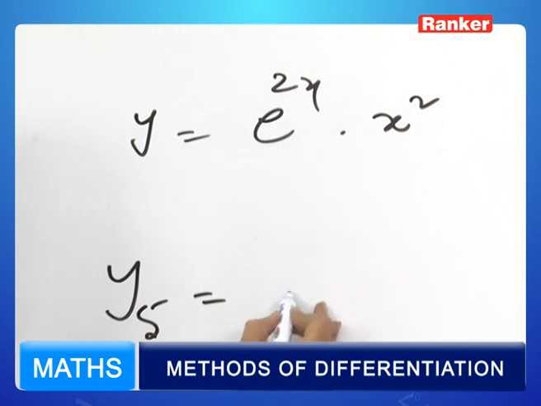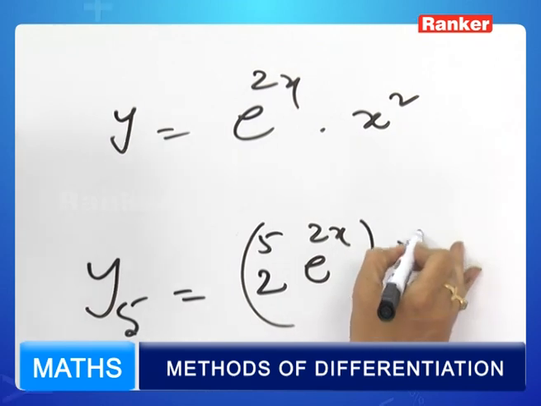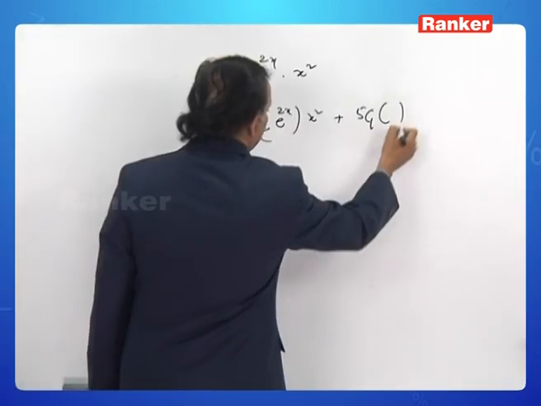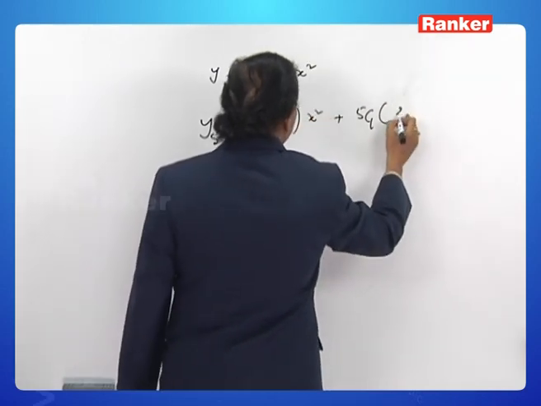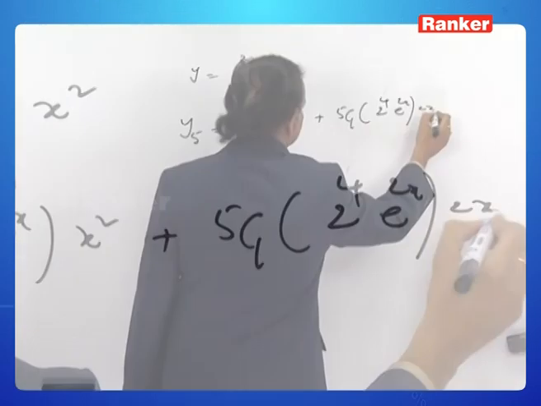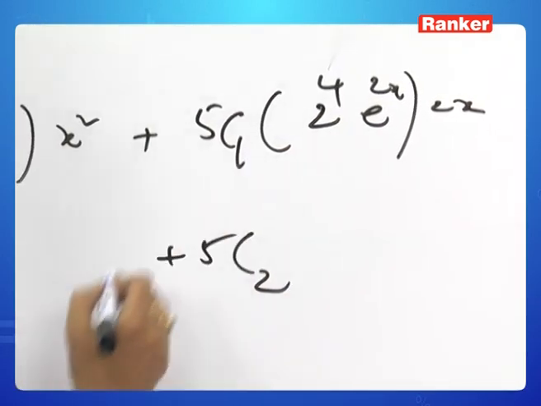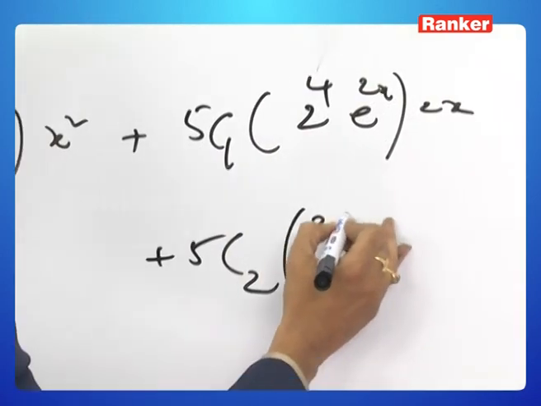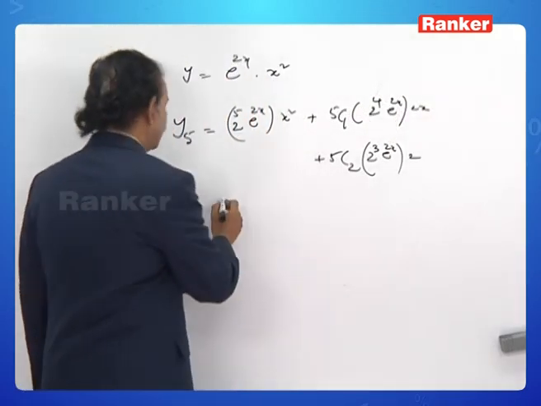The fifth derivative of e^(2x) is 2^5 e^(2x), into x^2, plus 5C1 into the fourth derivative of e^(2x), which is 2^4 e^(2x), into the derivative of x^2, which is 2x. Next, 5C2 into, at this juncture we require the third derivative, that's 2^3 e^(2x), into the second derivative of x^2, which is 2. That's all.